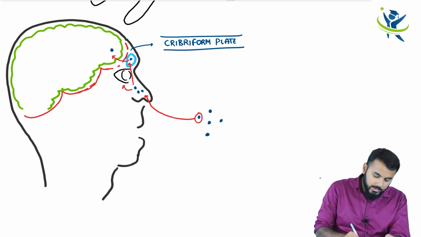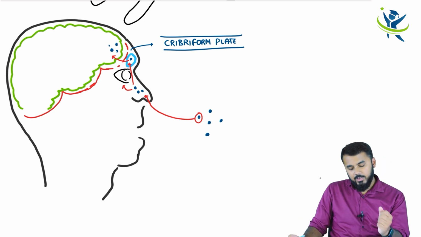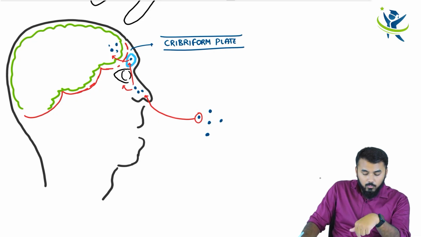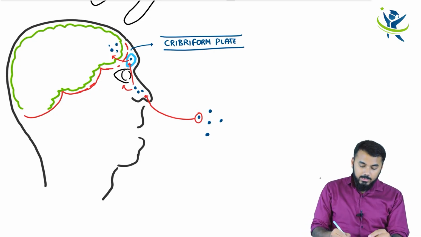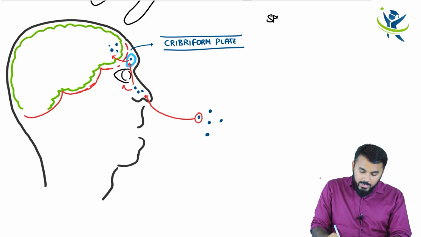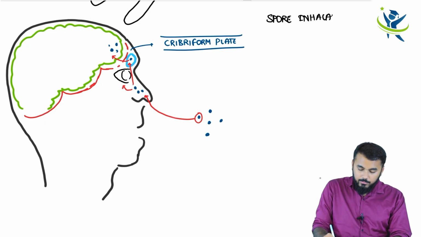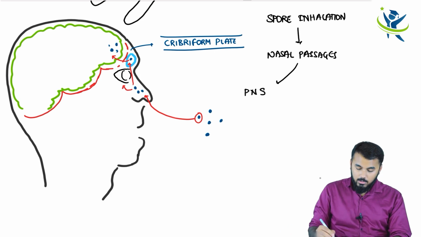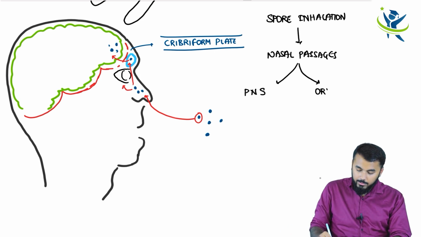Now the spore enters your brain cavity mainly in the frontal region, right? Where is the cribriform plate located? Nearer to the frontal region of your brain. So what is happening here? First of all, you have inhaled the spores. Now these spores went into the nasal passages. From the nasal passages, either they can enter the paranasal sinuses, PNS, or they can enter the orbit.